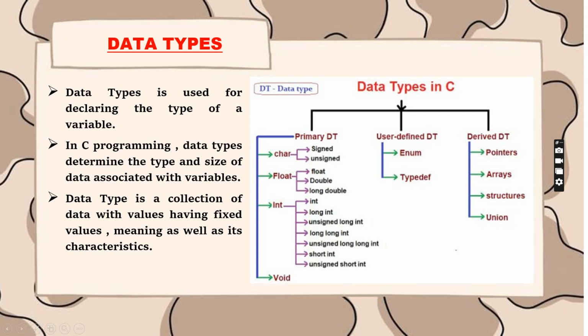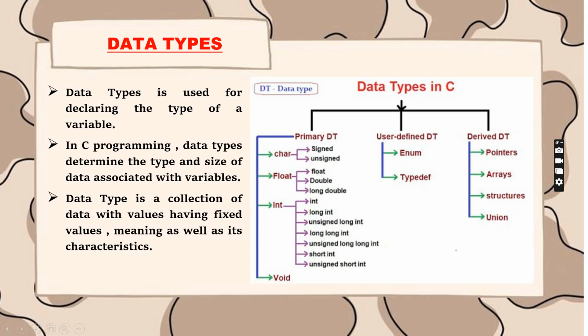Primary data types are simplest forms of data that a programming language can recognize and operate upon directly. It includes integer data type, floating data type, character data type, and a Boolean data type. User-defined data types are defined by the user rather than being built into the programming language. It includes enumerations and typedef.